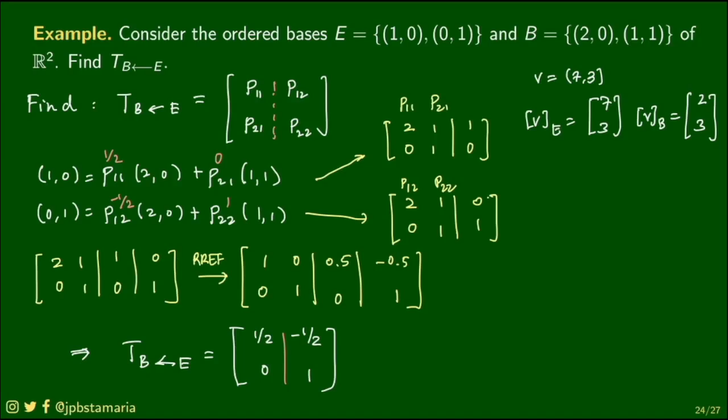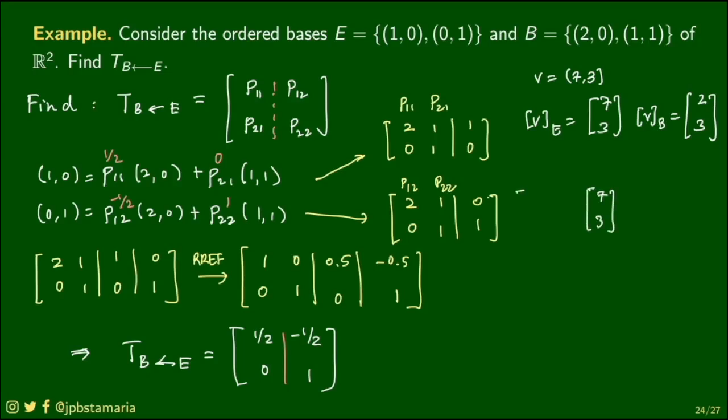2, 3. Yes, 2, 3. You can check, no? 2 times this plus 3 times that, you get 7, 3. Okay. Now, what we actually wanted to prove next is that the transition matrix helps us recover the new coordinate from the old one. As you can see, the old coordinate is 7, 3.